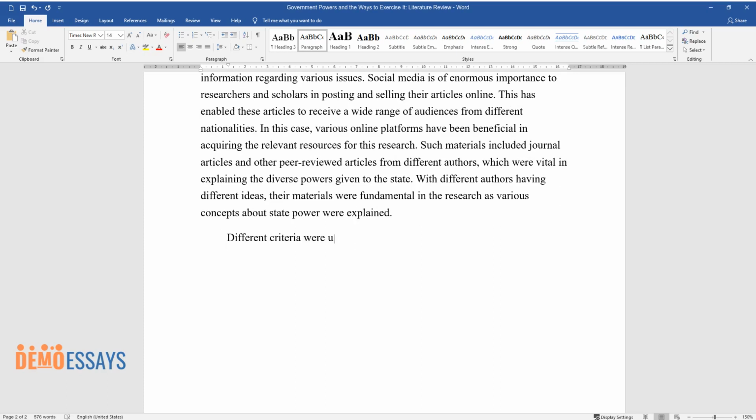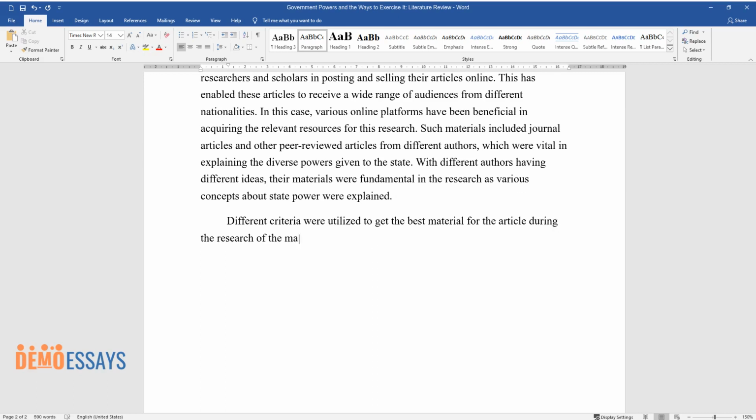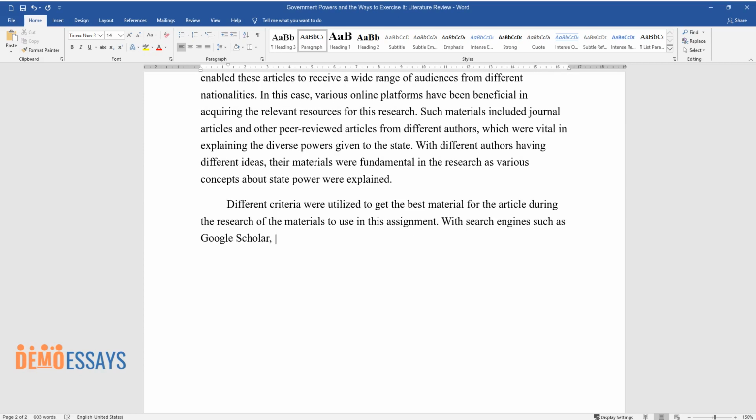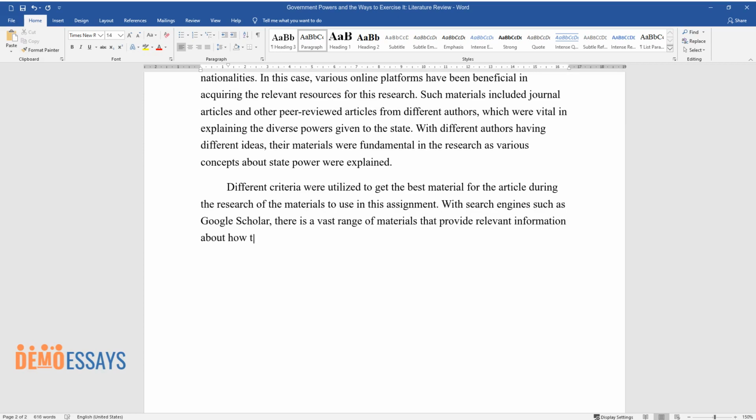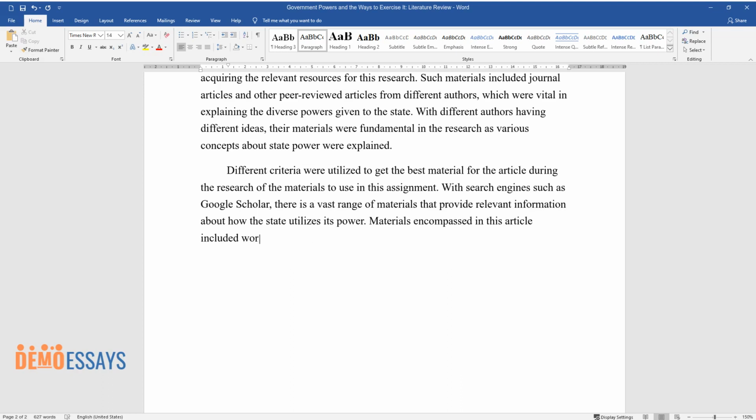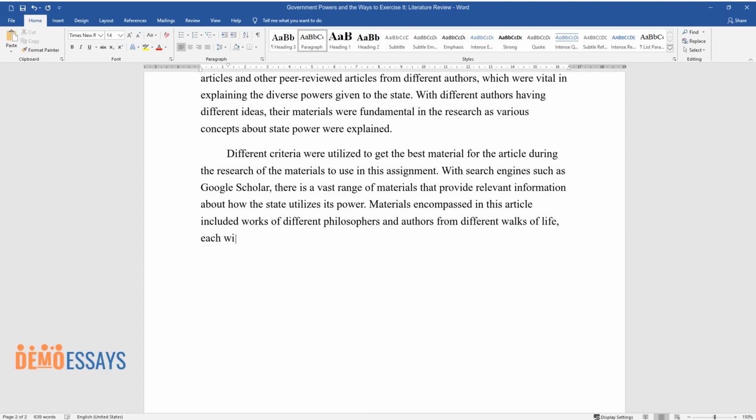Different criteria were utilized to get the best material for the article during the research of the materials to use in this assignment. With search engines such as Google Scholar, there is a vast range of materials that provide relevant information about how the state utilizes its power. Materials encompassed in this article included works of different philosophers and authors from different walks of life, each with a different view on how a state can exercise its power.